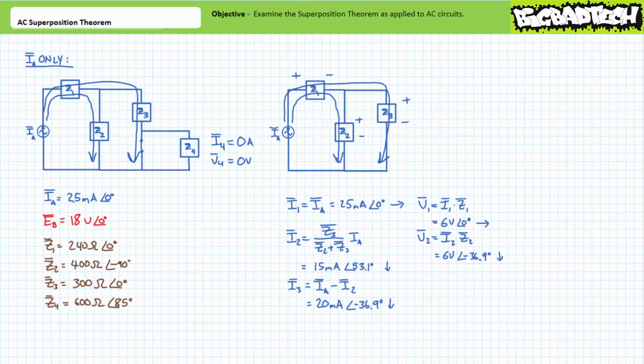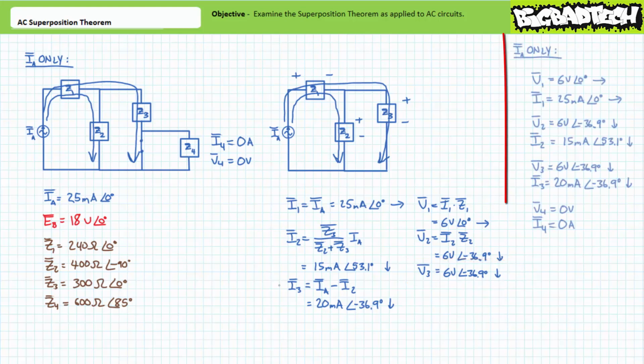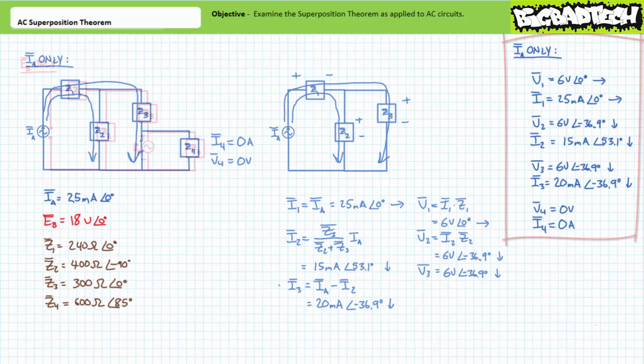Given impedance elements Z2 and Z3 are in parallel with one another, V3 will also be 6 volts at an angle of negative 36.9 degrees, oriented positive to negative, top to bottom. The series parallel analysis from the perspective of current source IA is now complete. Let's put these values to the side and now do the same thing for voltage source EB.